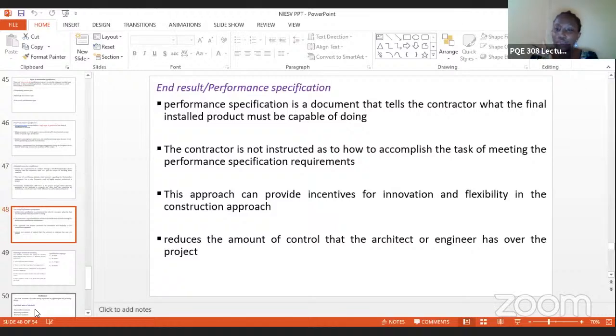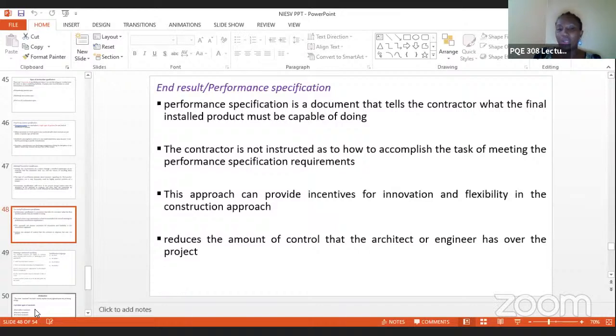Nobody cares about the steps you follow to carry out the work. There's no detailed information. The most important thing is just get it done. How you do it is your choice. The method you want to employ is your choice, but the most important thing is just get the work done. So the contractor is not instructed as to how to accomplish the task of meeting the performance specification requirements.